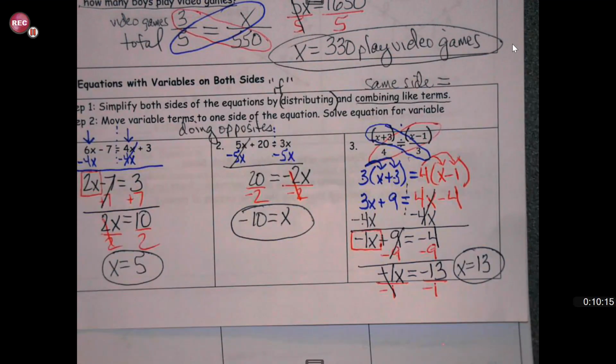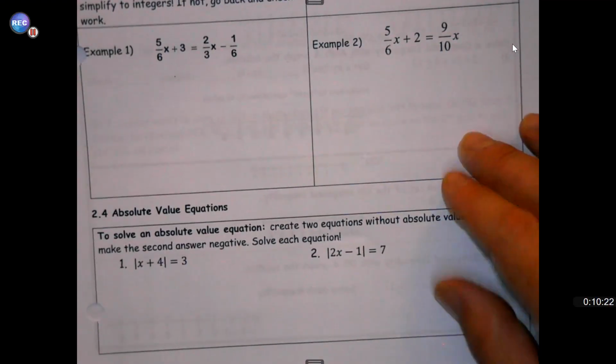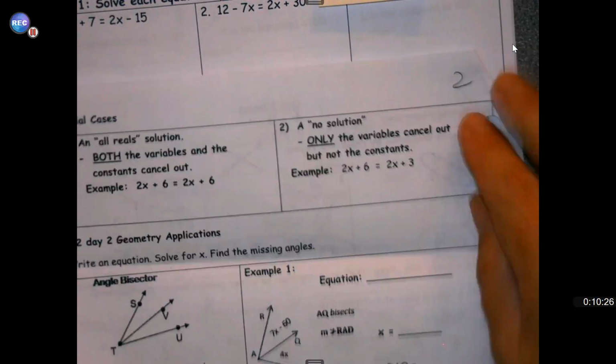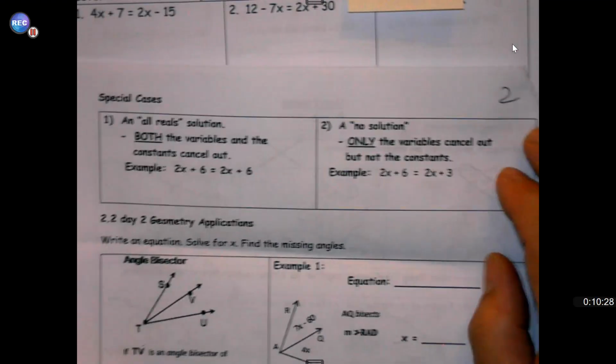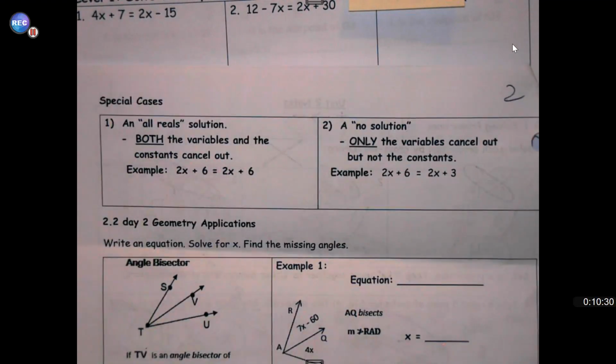Now, there's one other thing I want to show you with this. And I want to do a couple of the practice ones with you. But before we get there, over on the back of the notes here, okay, over on to page 2, there's 2 special cases that can come up every once in a while.